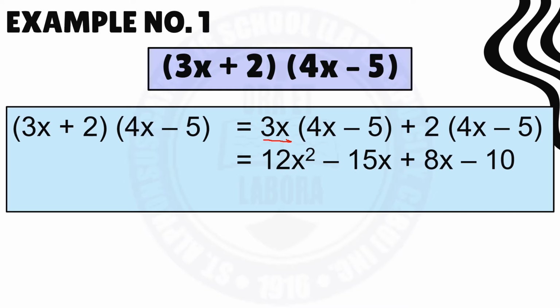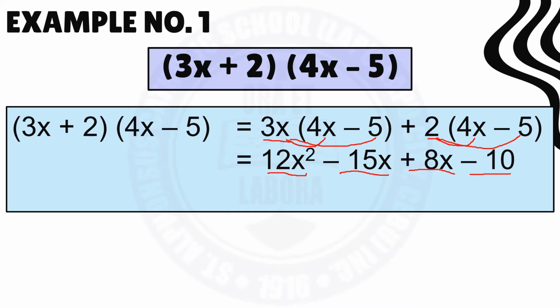So we have 3x times 4x. It gives you the result of 12x squared. 3x times negative 5, we have negative 15x. 2 times 4x, you have 8x. 2 times negative 5 would be negative 10.